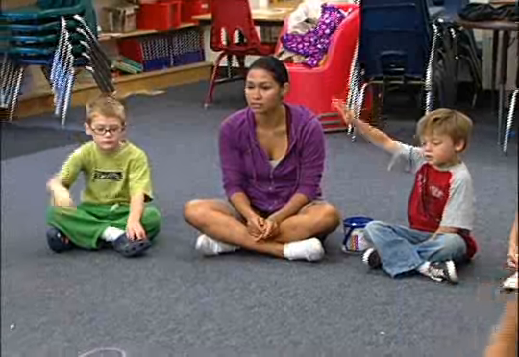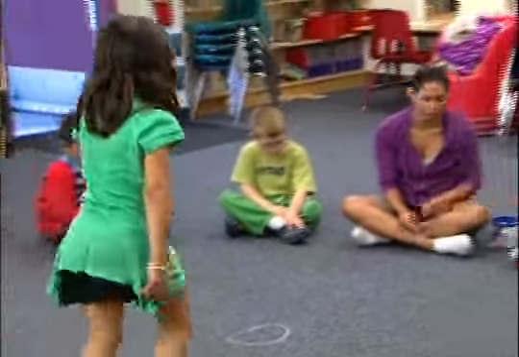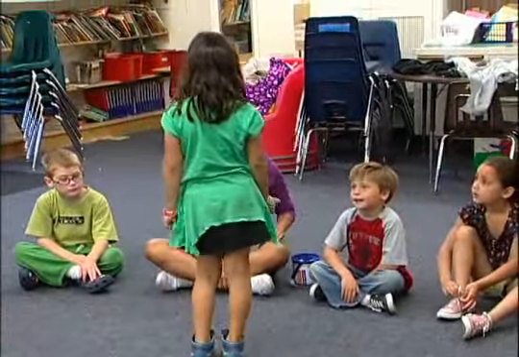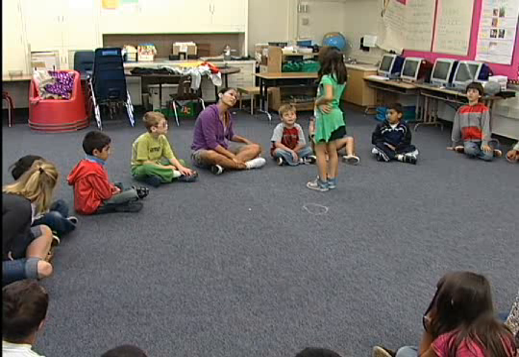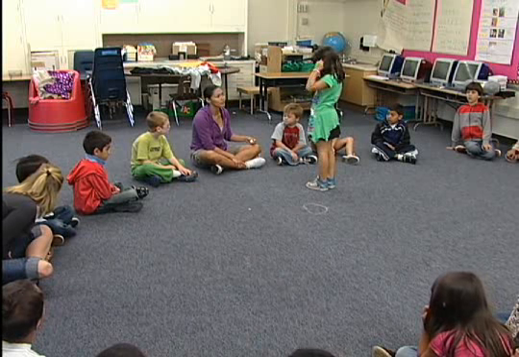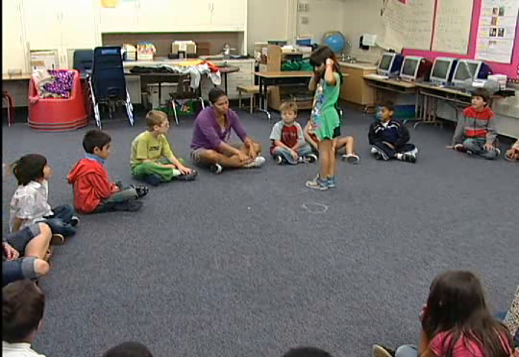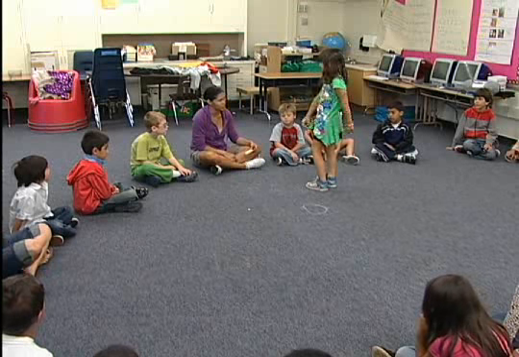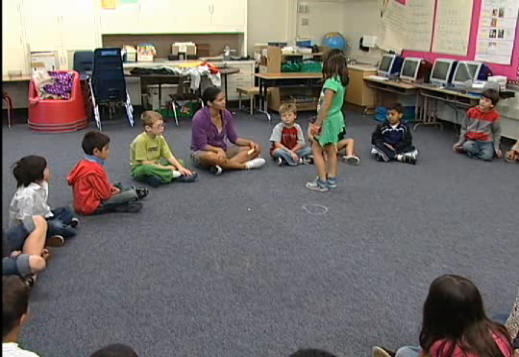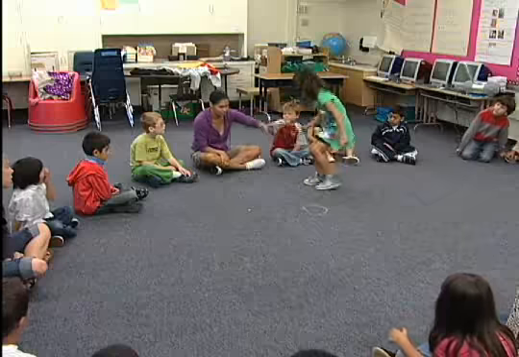What's the shape? X. X is not a shape. X is two lines. Can you think of a shape? Kind of like a circle, something else, maybe? A triangle? Perfect.